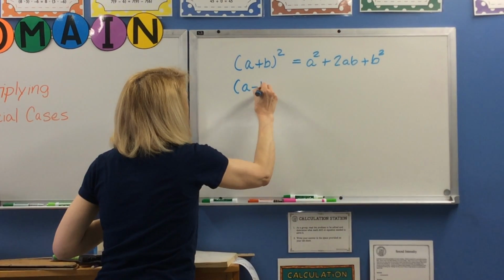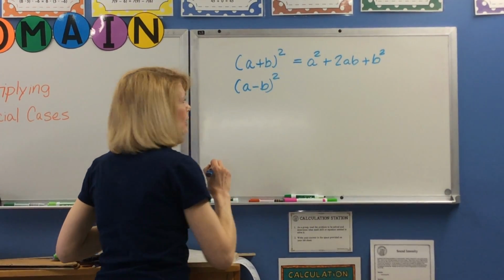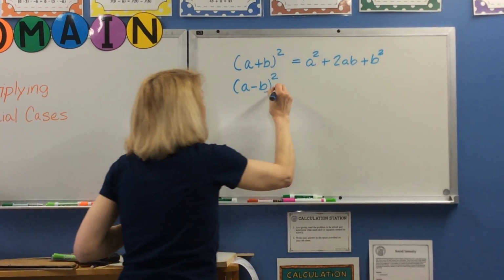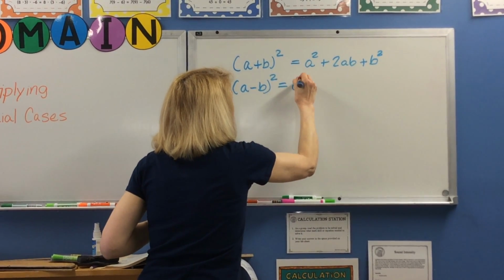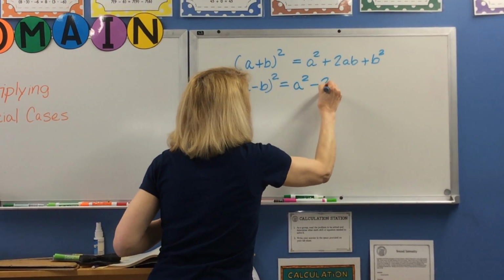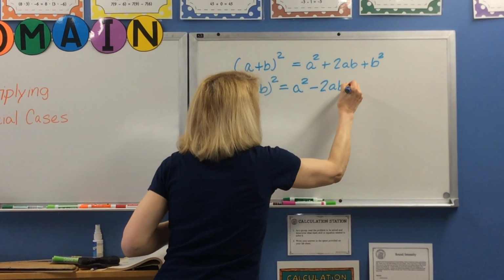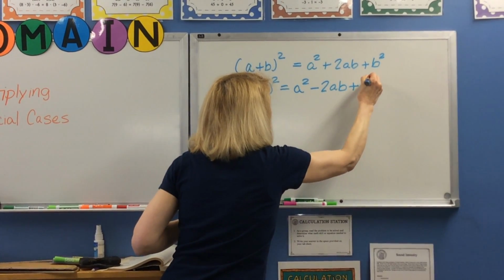Okay? Similarly, (a minus b) squared, or to the second power, is always equal to a squared minus 2ab plus b squared.